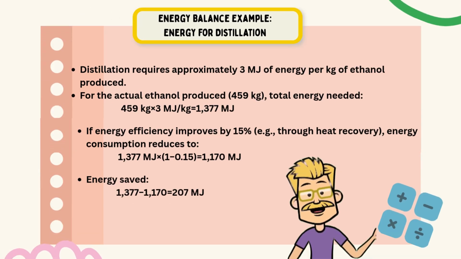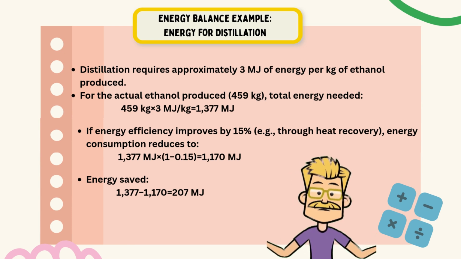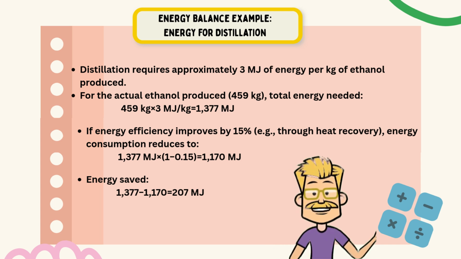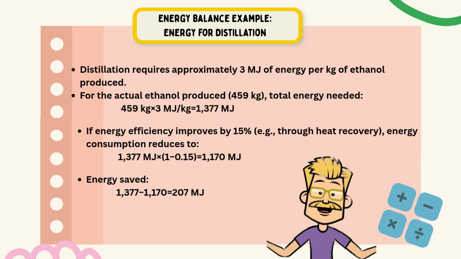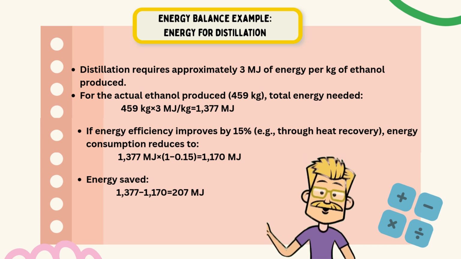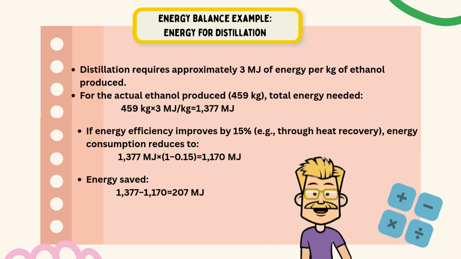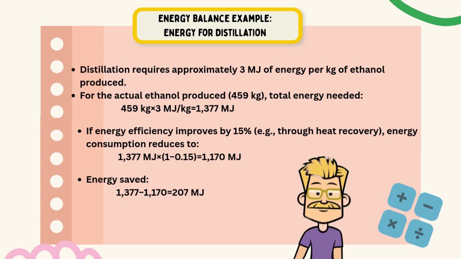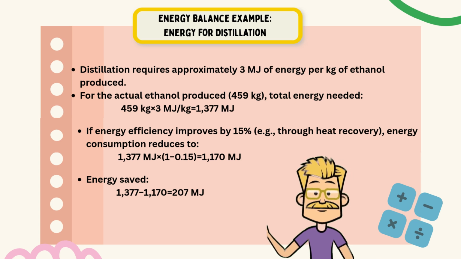On average, it takes about 3 megajoule of energy to make 1 kg of ethanol. If we make 459 kg of ethanol, the total energy needed for distillation is equal to 1,377 megajoule. If we save 15% of that energy, for example by using heat recovery, this means the new energy use is 1,377 multiplied by 85%, which equals 1,170 megajoule. So the energy saved is 207 megajoule.